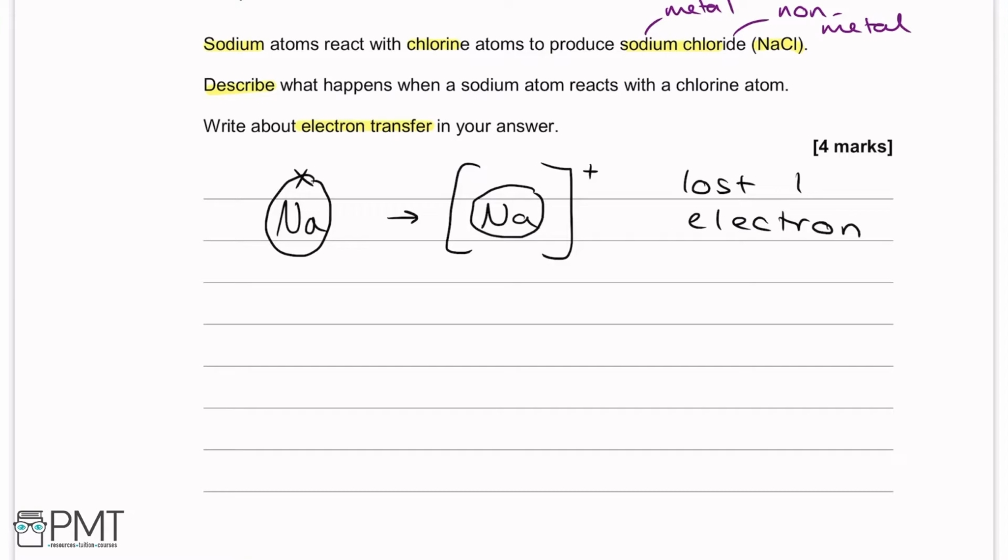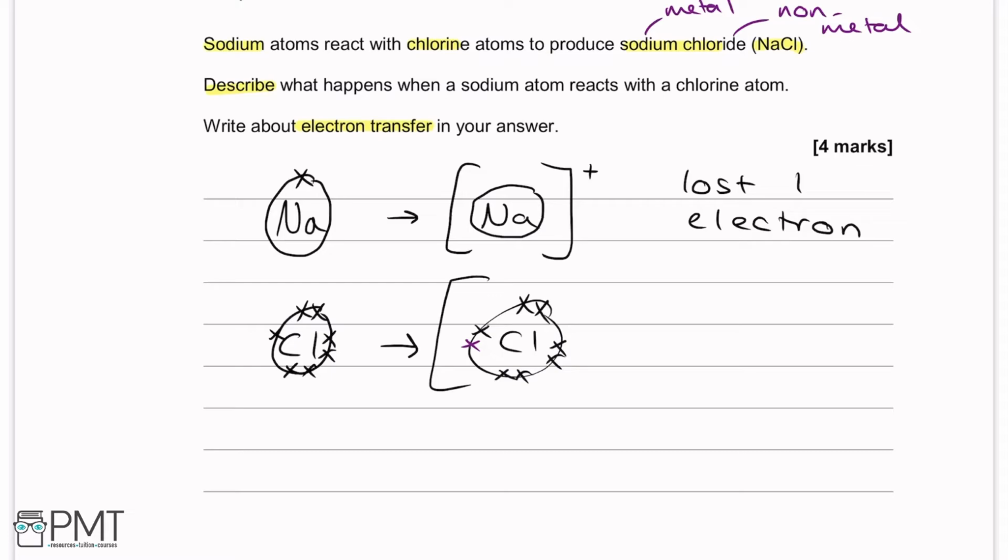And now let's think about chlorine. So as we just discussed, chlorine is in group 7. It wants a full outer shell. Okay, it wants 8 electrons. So it's going to gain an electron, which I'm going to show here in purple, therefore giving it a 1- charge. So we've now formed a negative ion because there is 1 more electron than proton.